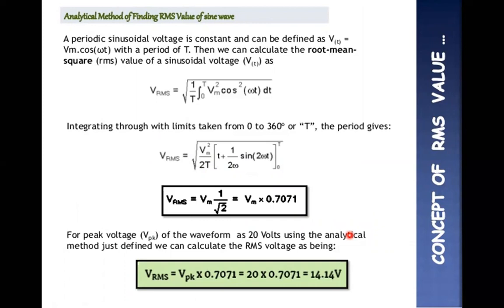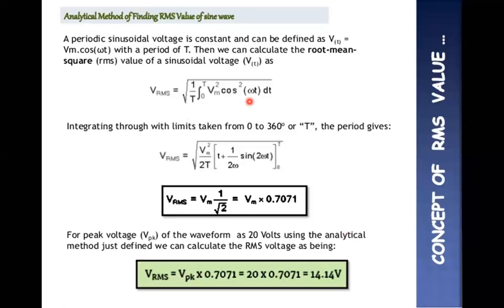A periodic sinusoidal voltage is constant and can be defined as V equal to V max into cos omega t with a period of capital T. Then we can calculate the root mean square value of the sinusoidal wave. Root mean square is nothing but what we have studied, the under root of V square, isn't it? So under root of V square comes like 1 by T integration of 0 to T V max square into cos square omega t dt.